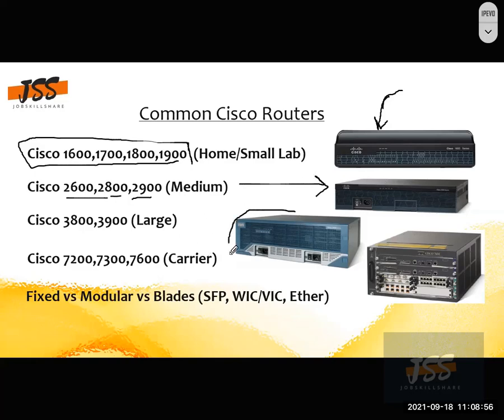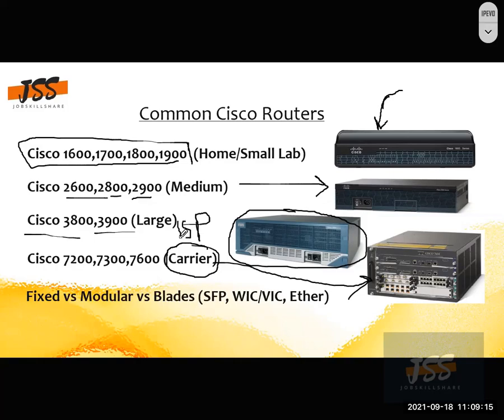And then these are for large or enterprise networks, Cisco 3800 and 3900. And then we have chassis-type devices with blades, Cisco 7200, 7300, and 7600, used in a carrier environment like ISP service providers.